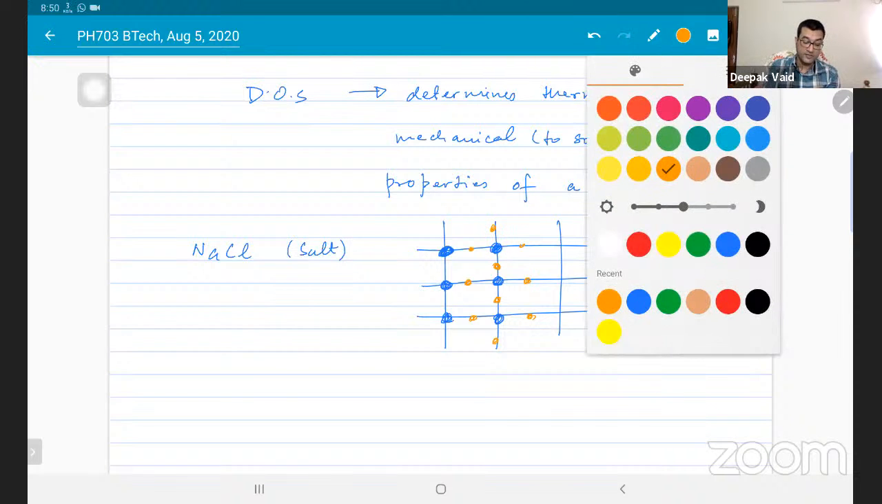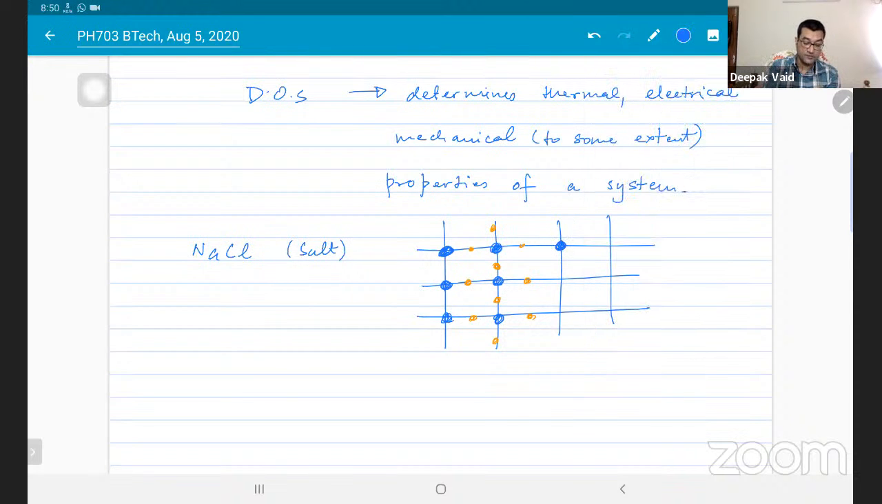Okay, I'm not saying this is the structure of salt. You should look at if somebody goes and checks that. I'm just drawing some sort of lattice. So each atom has coordination number 1, right? 1 atom for 1 atom.